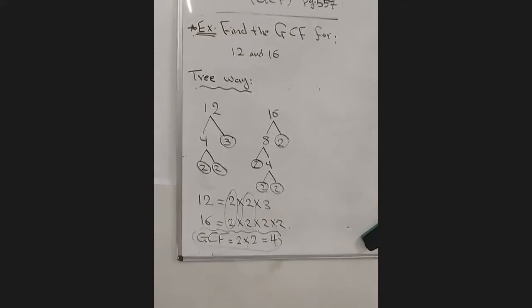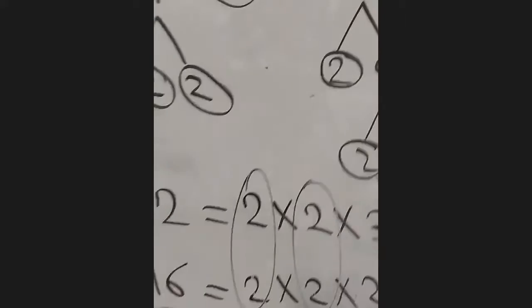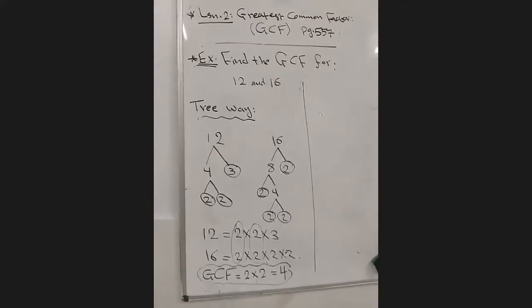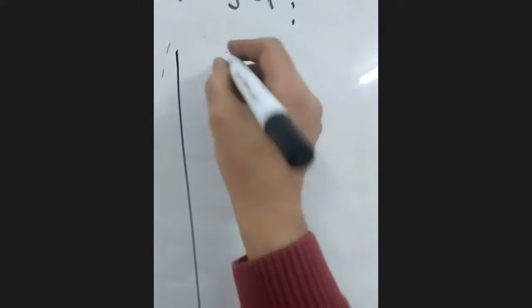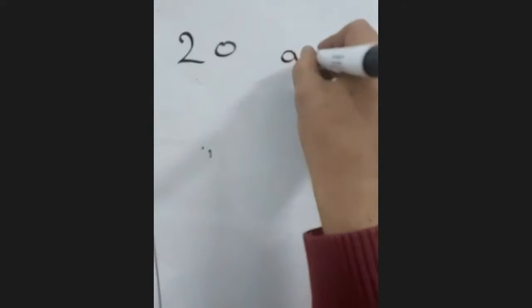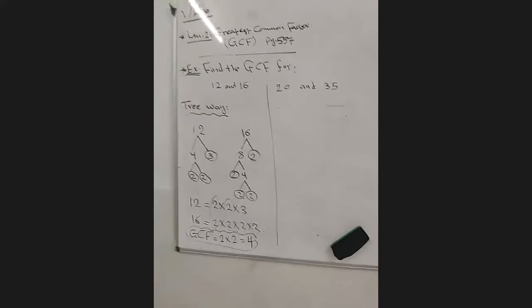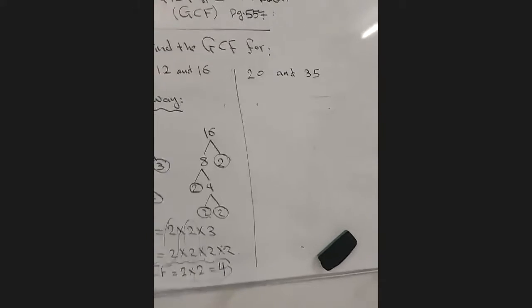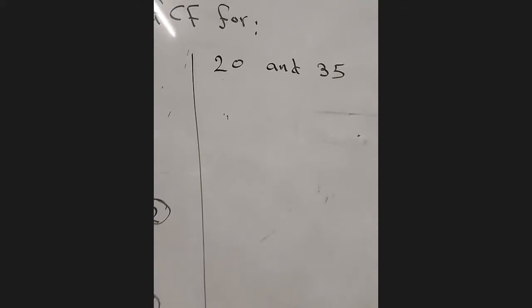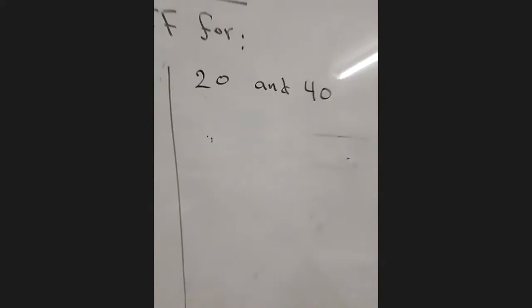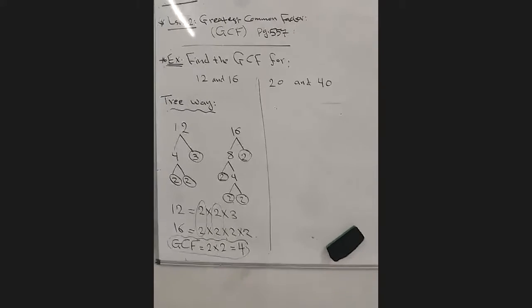I will give you another example. If you don't understand this one, I will give you another example, okay? Let's find the greatest common factor of the two numbers 20 and 35. 20 and 35. How will I find the greatest common factor of 20 and 35? Now, I will make the 35 a 40, sorry. I'll make it 40.